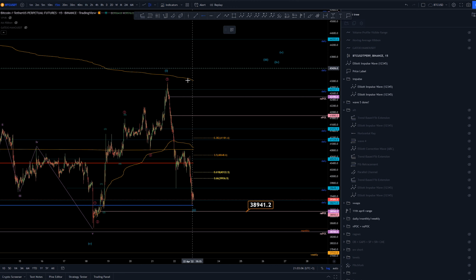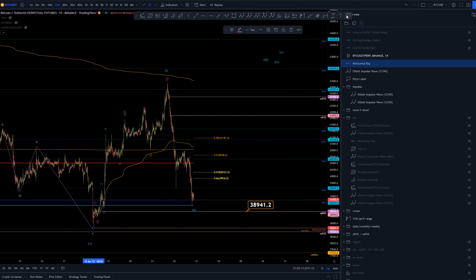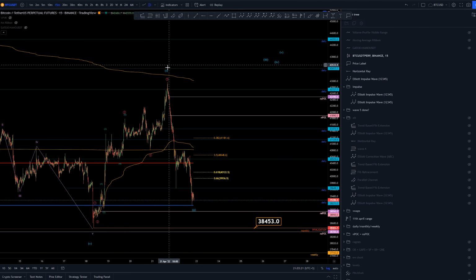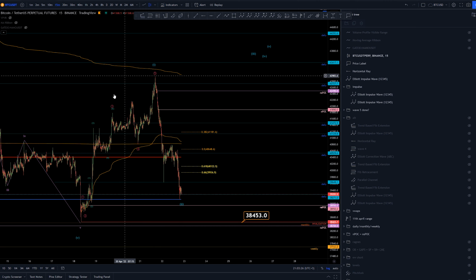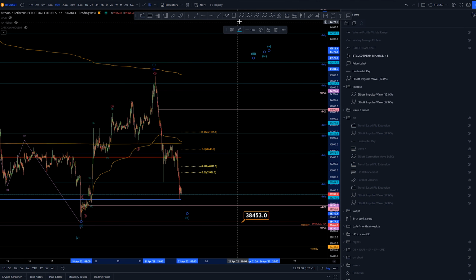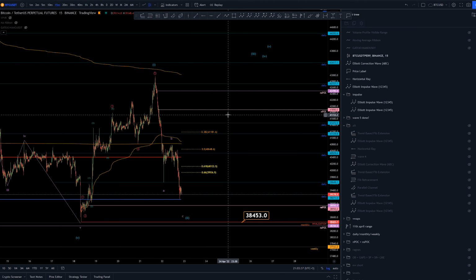Again, invalidation for this one is down here at 38k 450-ish. Why is that? Well, wave 2 can never go beyond the start of wave 1. That is definitely one of the rules. At this point we would be looking for something like this, ABC.